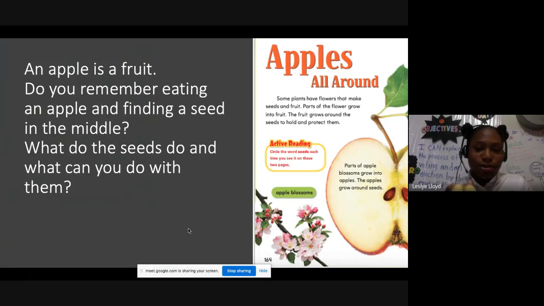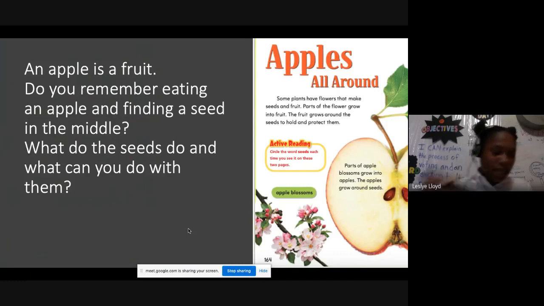Okay, so Ms. Lloyd has an apple that she cut in half. So it was like this. And the apple is a fruit. Do you remember eating an apple and then finding seeds in the middle? What do the seeds do?